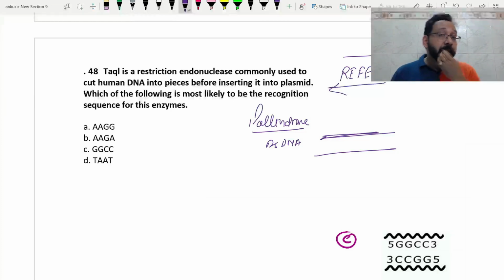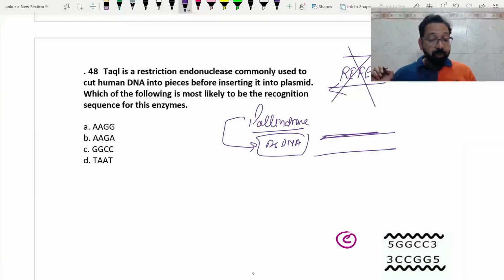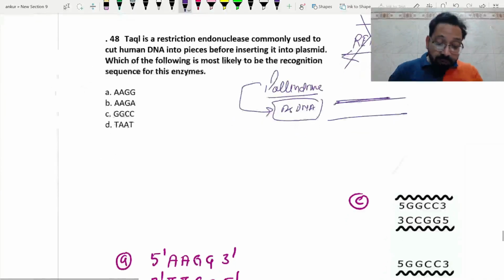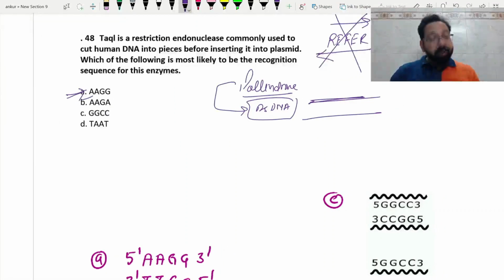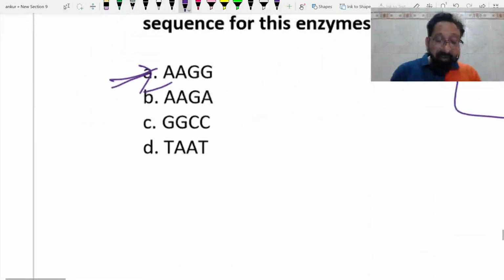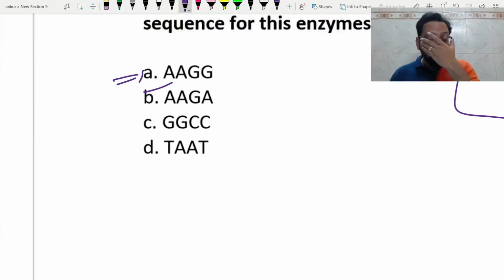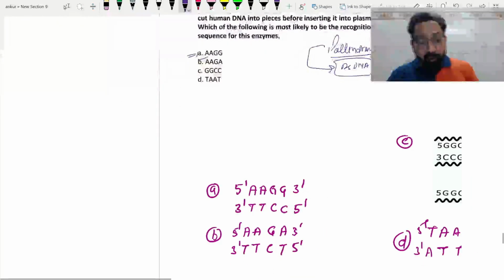But when questions are asked on palindrome, the first thing you will remember is that a palindrome is double stranded DNA. This is not a good example, because if I write this nucleotide sequence or DNA strand, and we want to cut this DNA, this is single strand. We have to make it double strand. So whenever a question is asked on restriction endonuclease, before solving the question, you will convert single strand to double strand.